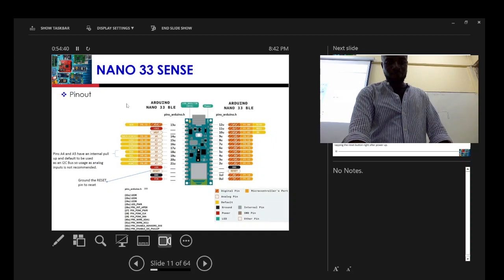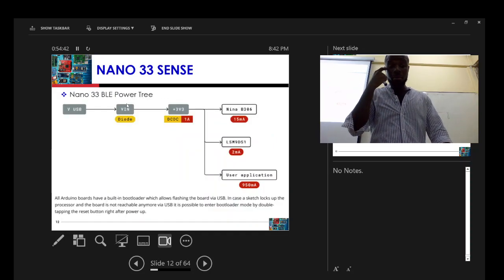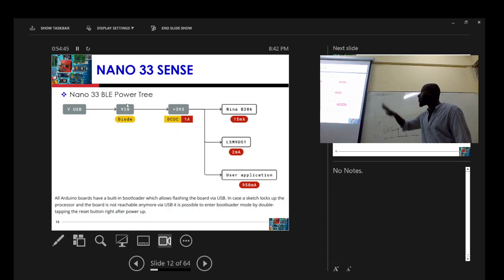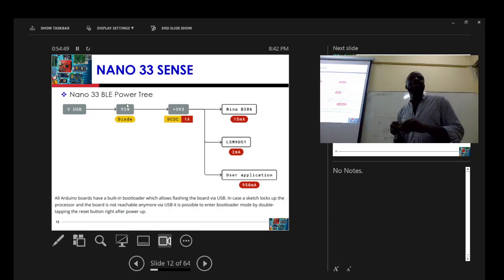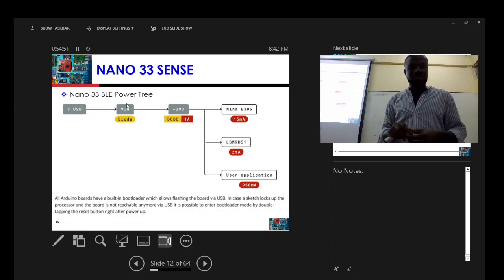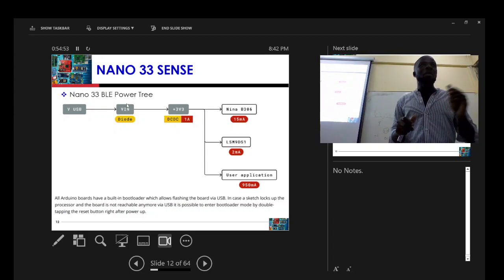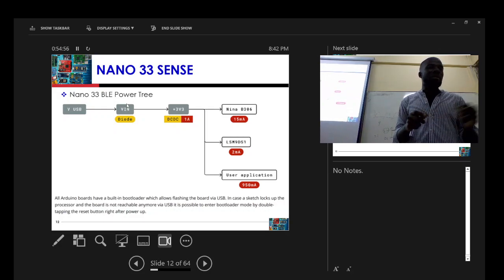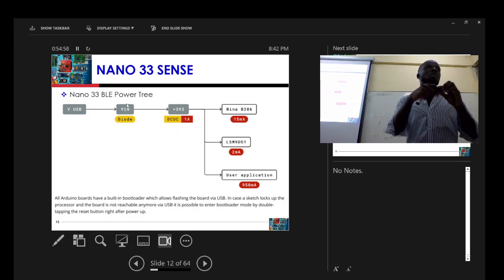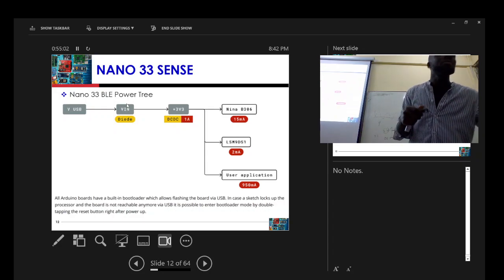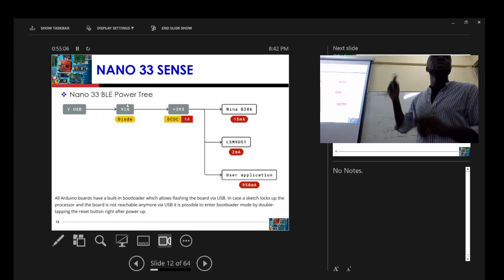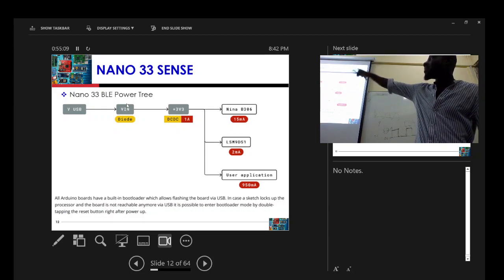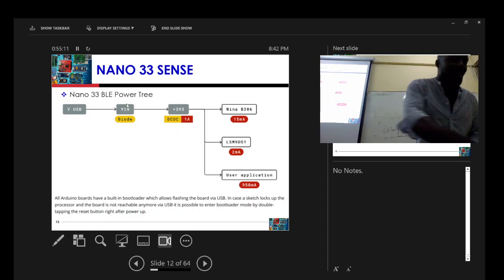Right? Now this is the power, we call it the power tree of the 33 BLE Sense. You know that when I was uploading the code, I connected my board to the PC using this cable, right? So it picks the voltage from the USB, as can be seen over there. And then it uses a diode.